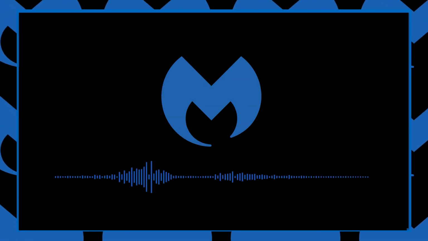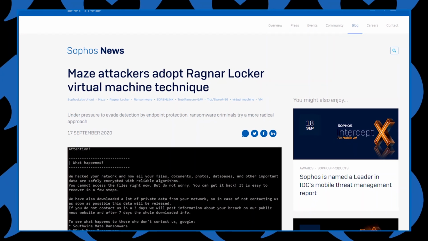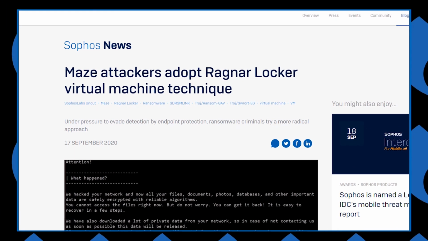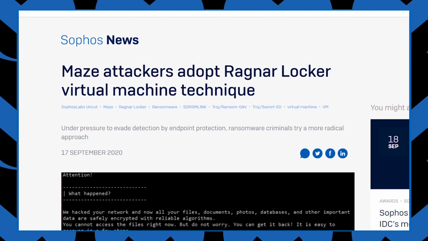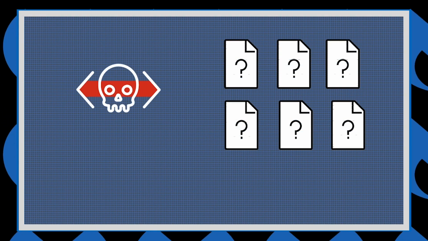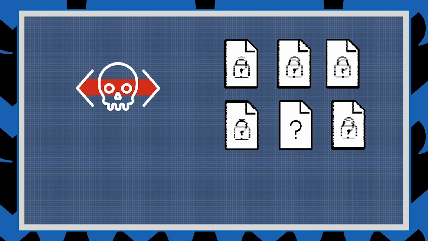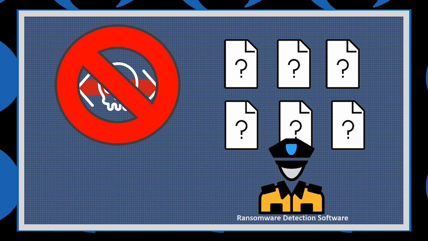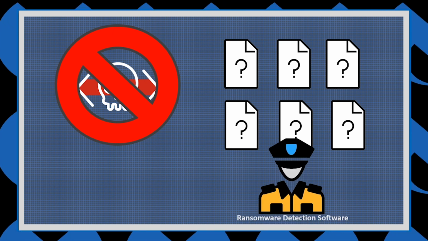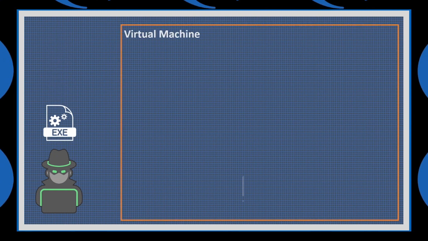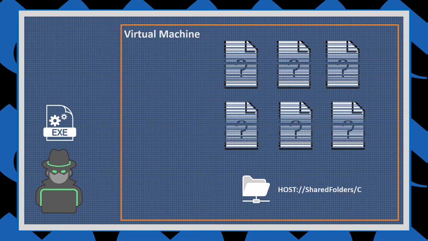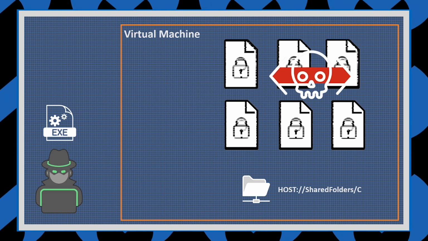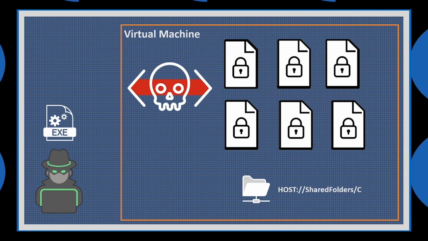Maze ransomware takes a page from Ragnar Locker. Researchers from Sophos recently identified a new feature of the Maze ransomware after investigating an attack on one of their customers. The new feature involves Maze first failing to infect a system through its traditional methods, then going the extra step of downloading and launching a virtual machine on the victim system. Once the virtual machine is running, the malware connects it to the local hard drives as a share, then launches the ransomware from inside the virtual machine. This will encrypt the files in the shared folders.